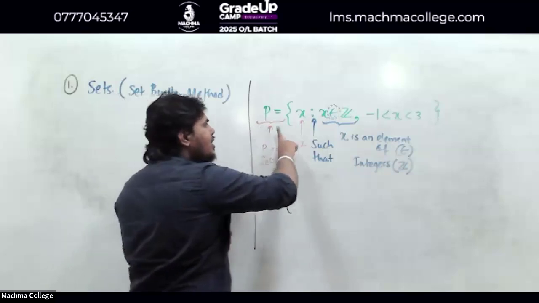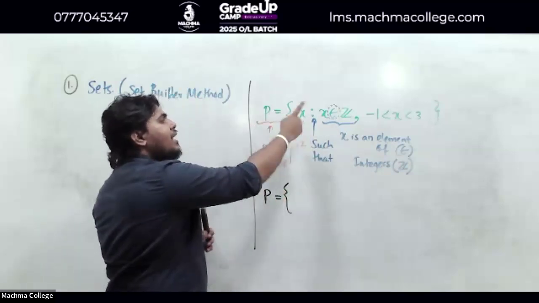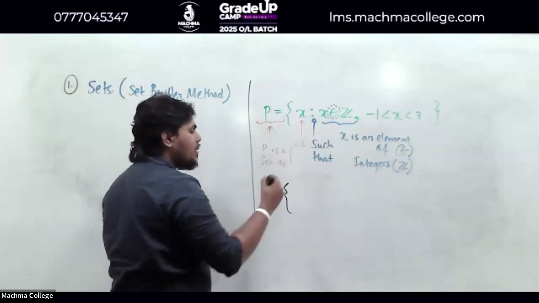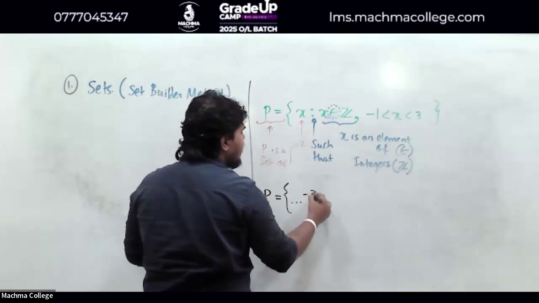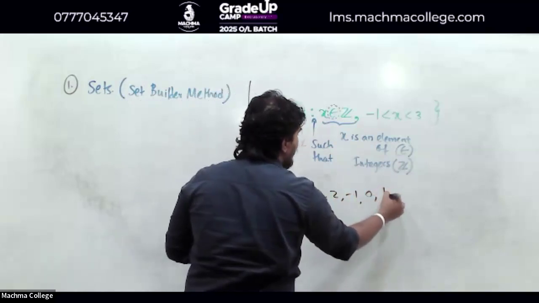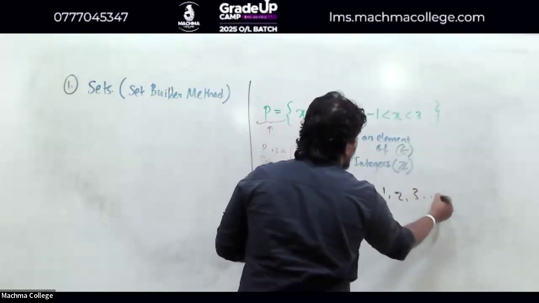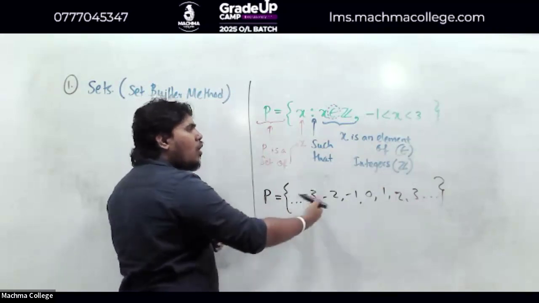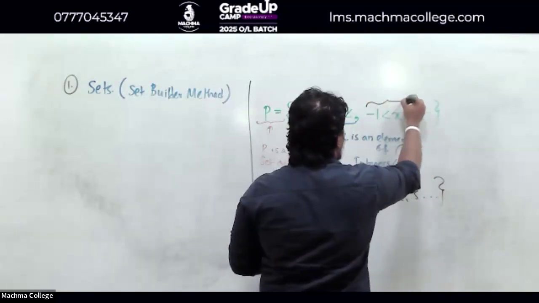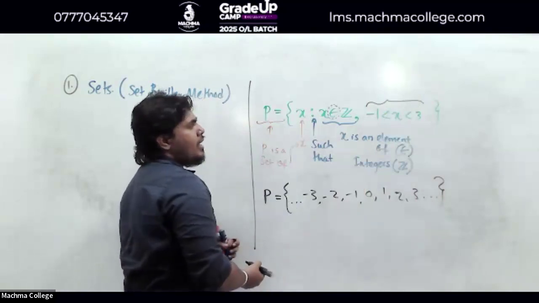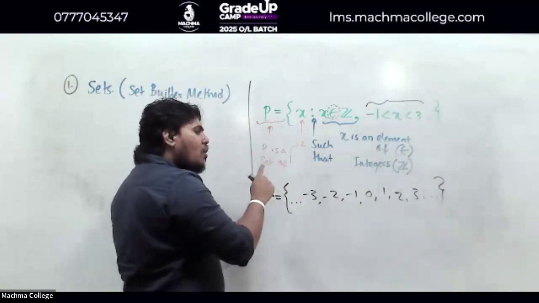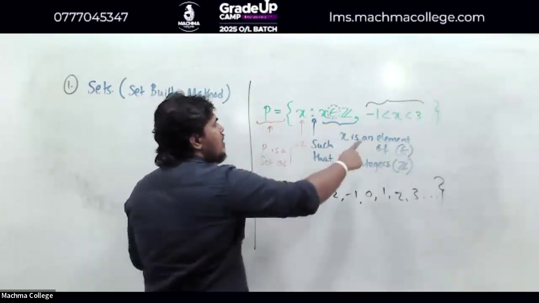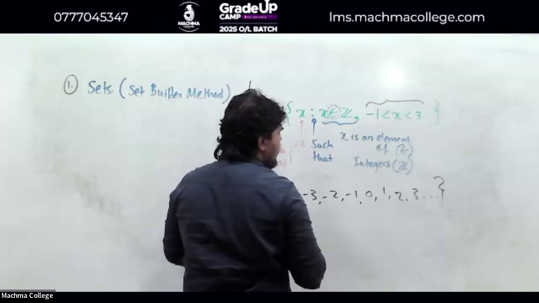So until this point, what did they say? The elements in P are integers, which means it can be any integer: -3, -2, -1, 0, 1, 2, 3, values like these can be taken. But not all of them. The last condition explains precisely what the integer values are. What are the integer values taken? Values that are greater than -1.